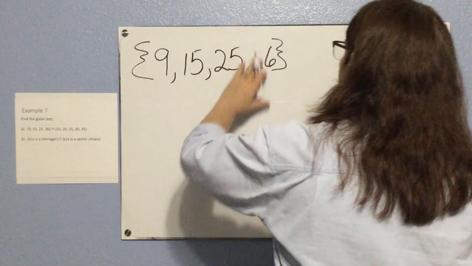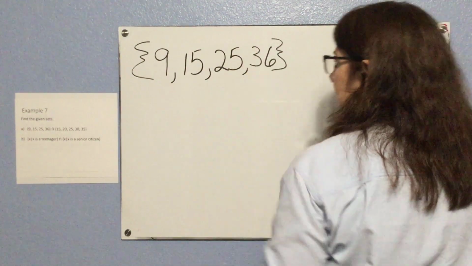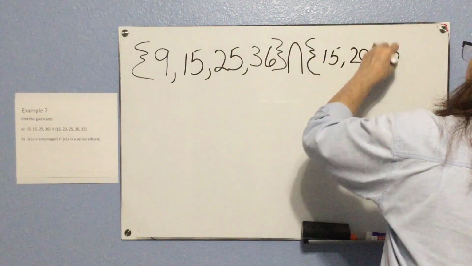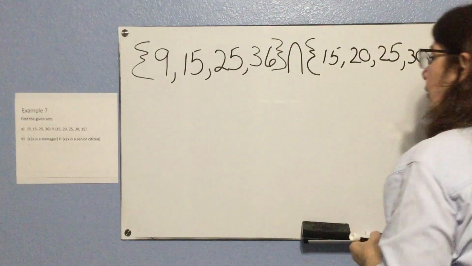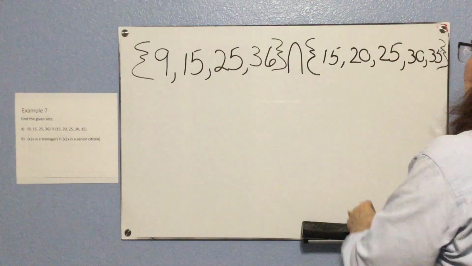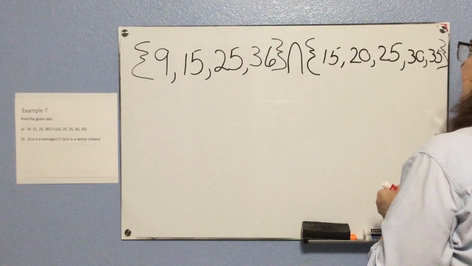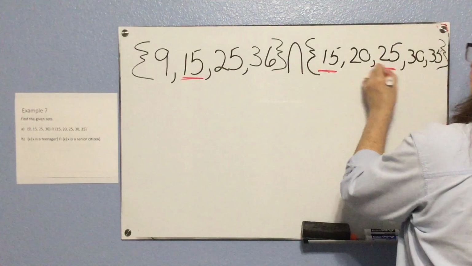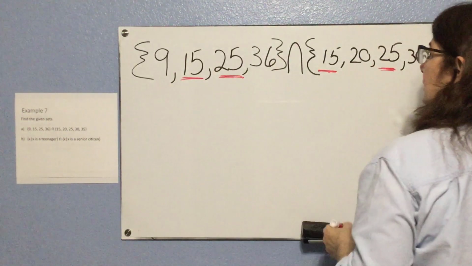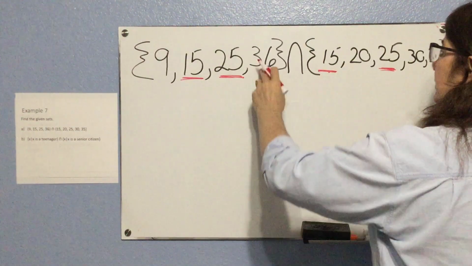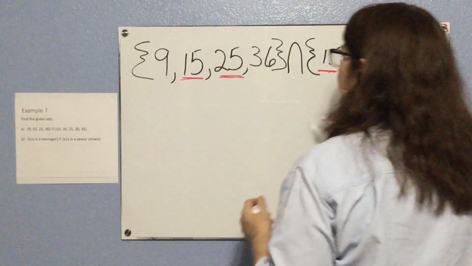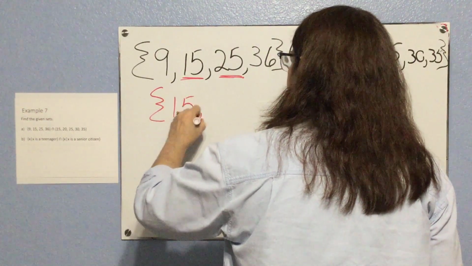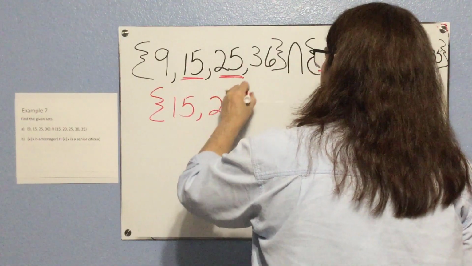So there's one set, 36 is what they gave us. And I want to intersect that with, so for intersection I only want things that are in both sets. So I see 15 is in both sets. And I can see that 25 is in both sets. But 9 is not over here, 36 is not over here. So this intersection is the set containing 15 and 25.